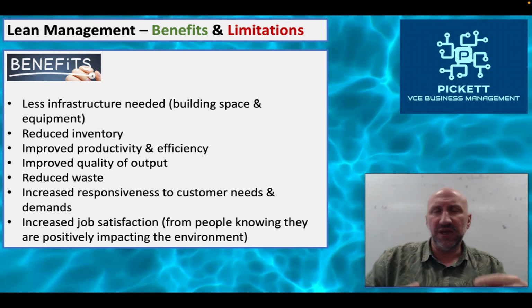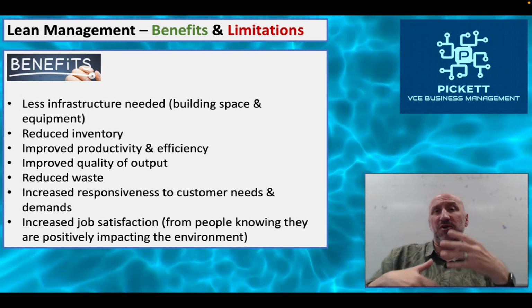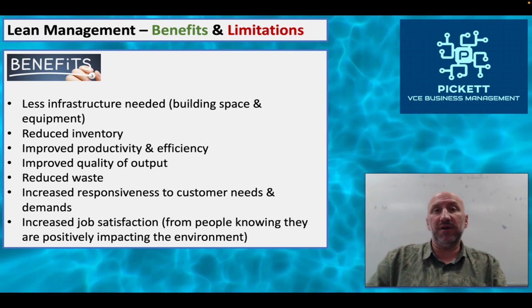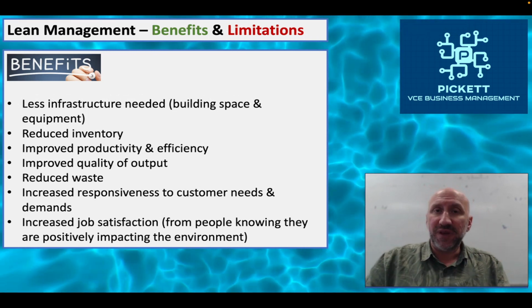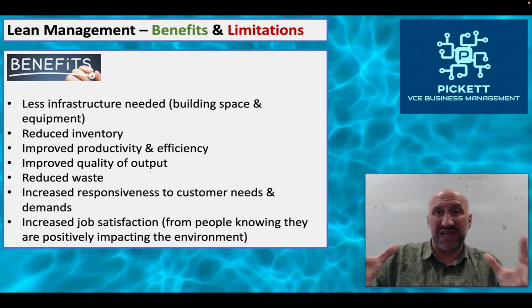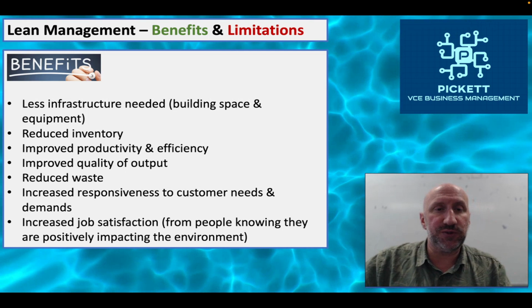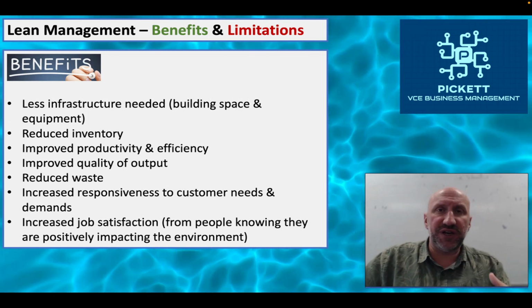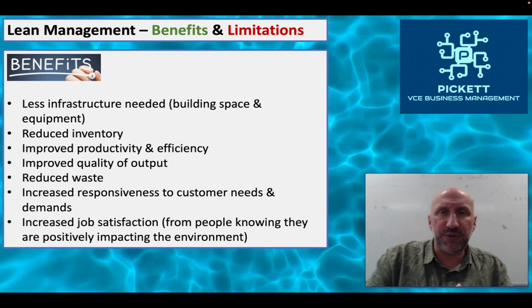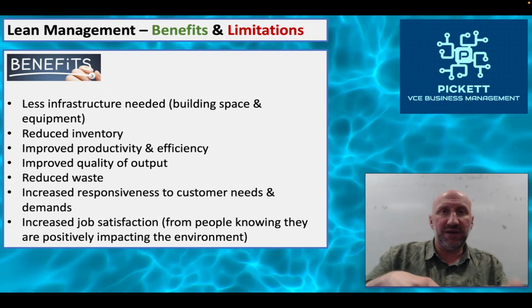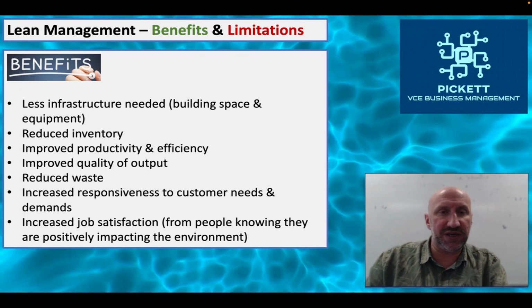This minimizes that. And also the equipment needed, because we may not be producing as much at any one time, because we're not batch producing. It may be that you can get away with having less actual equipment than if you were not doing lean management. Reduce inventory. Okay, I just said that. Reduce stocks, so reduced inputs, which is why we have less infrastructure needed.